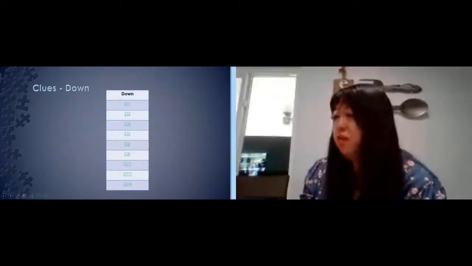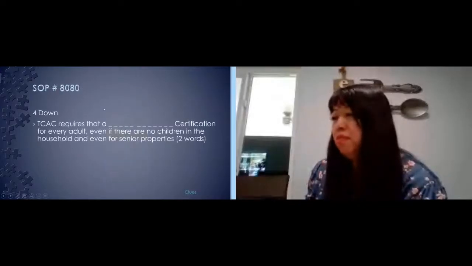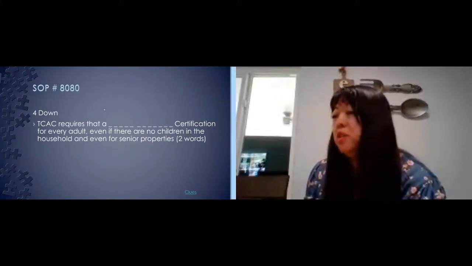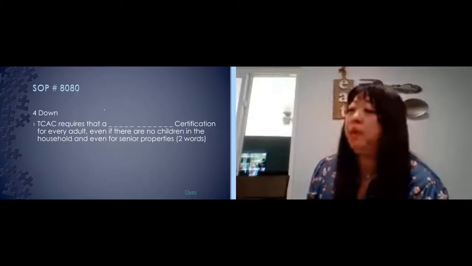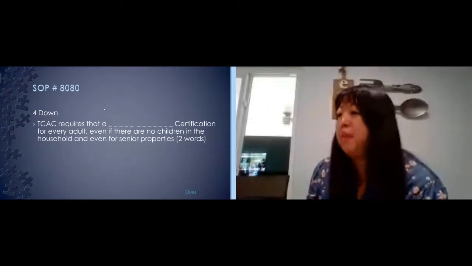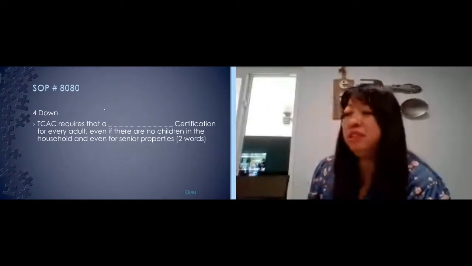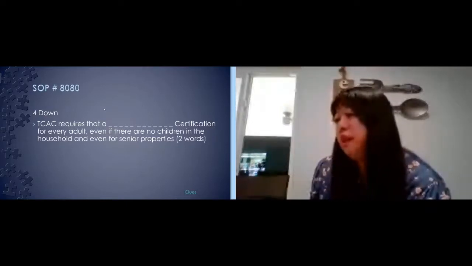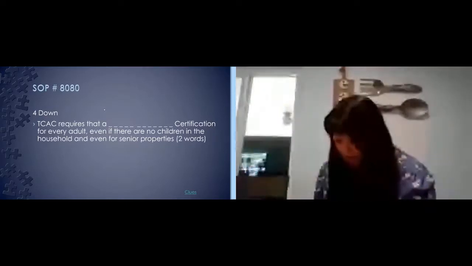We're gonna go to 4 down. TCAT requires that a blank blank certification for every household, even if there are no children in the household and even for senior properties. So go to SOP 8080 if you need some help on this one, because there's a lot of certifications that the TCAT requires, but this is a certain form that we will have in each file.